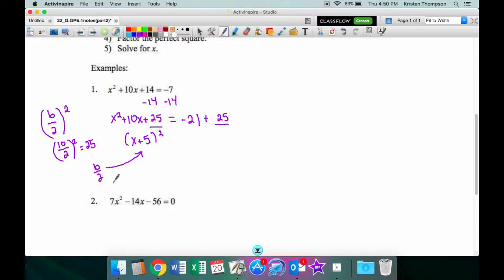Okay? So I'm going to write 10 over 2 because for this problem it's 10 over 2. And this will be equal to our simplified coefficients on the right. So -21 plus 25 will be 4.